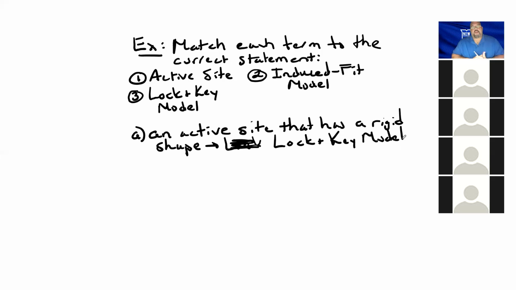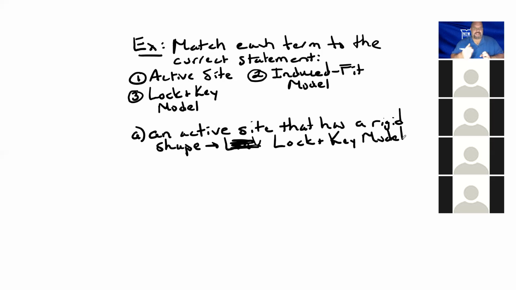The lock and key model describes the active site as having a rigid, non-flexible shape. So in order for the substrate to become bound to the active site on the enzyme, the substrate would really have to have an exact match in terms of shape of the active site. Just like in the analogy I like to use, a door to your house, where there should really only be one key that goes into that lock, turns the lock, and opens it.